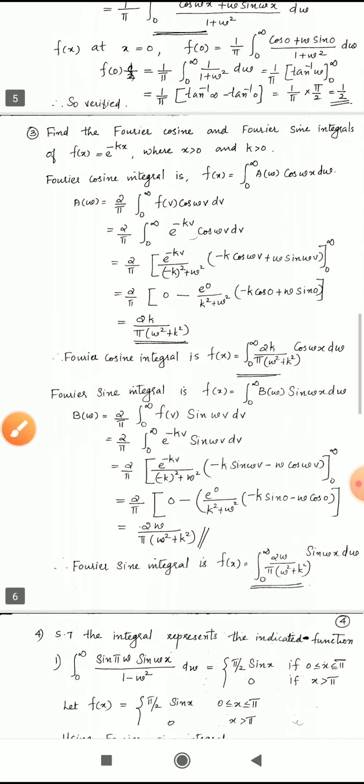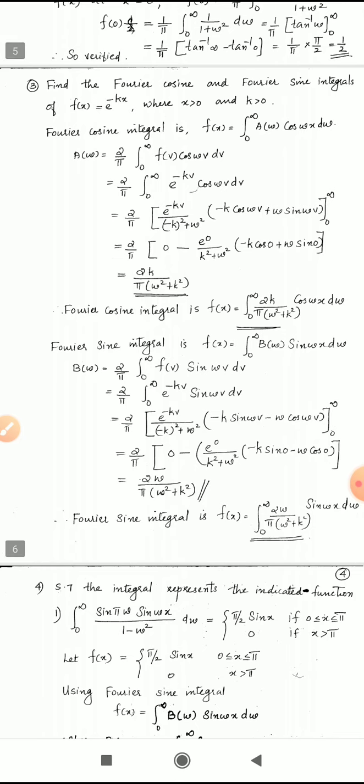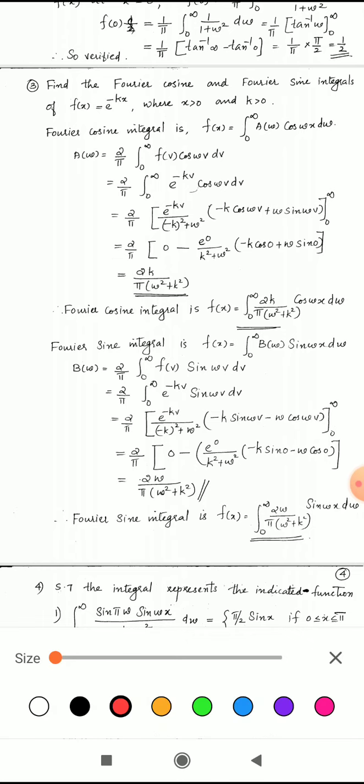Next, consider the third question. Find the Fourier cosine and the Fourier sine integrals of f(x) equals e raised to minus kx, where x is greater than 0 and k is greater than 0. We already discussed the definitions of Fourier cosine and sine integrals in the previous video. So first write the equation of the cosine integral, then find a(omega) and substitute, and we get the Fourier cosine integral. In the same way, we can find the Fourier sine integral of f(x).